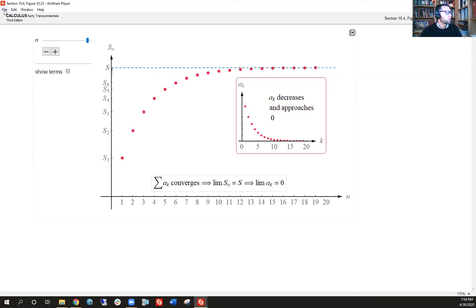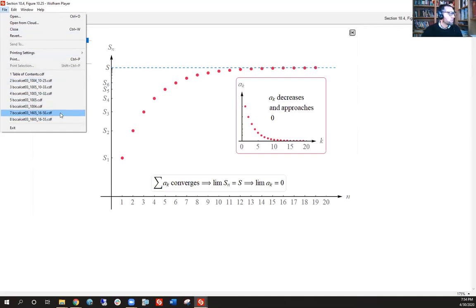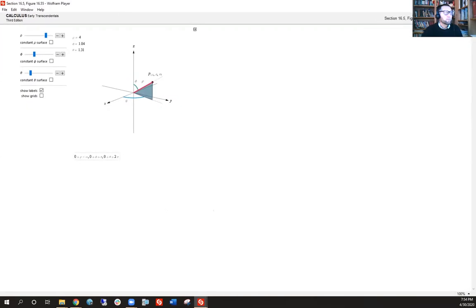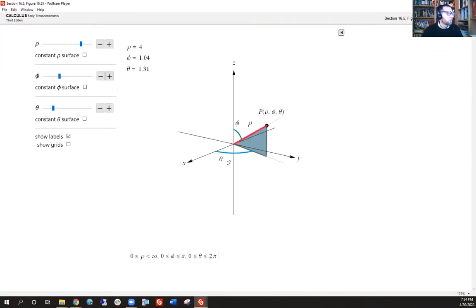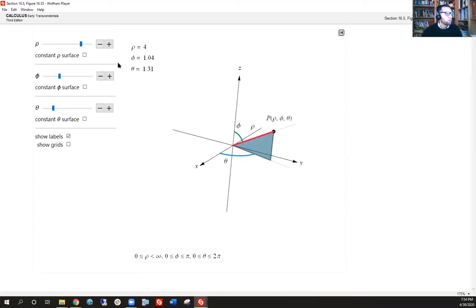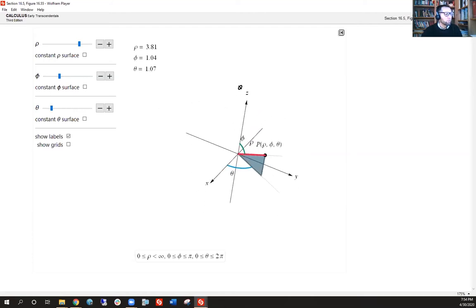Let me show one more animation. I think this will do it. So here's one from 3D graphing talking about spherical coordinates. And so using this system, you can see that rho is the distance from the origin, pretty easy to work with. Theta is the angle around on the XY plane, starting from the positive x-axis in a counterclockwise direction, just like we've done in the past.